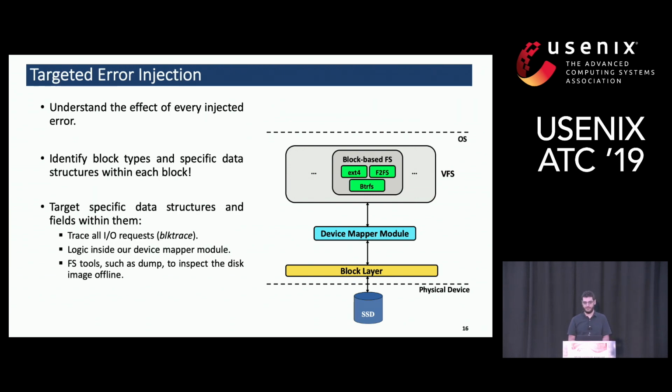Understanding the effect of an error depends on which part of the file system is affected. File systems employ different policies depending on the operation and the type of the affected block. For this reason, it is very important to identify and target specific data structures and fields within blocks. To achieve that, we use a combination of different techniques, which involve tracing of all I/O requests and offline file system tools such as DAM, in order to be able to inject different errors into targeted data structures and fields within blocks.